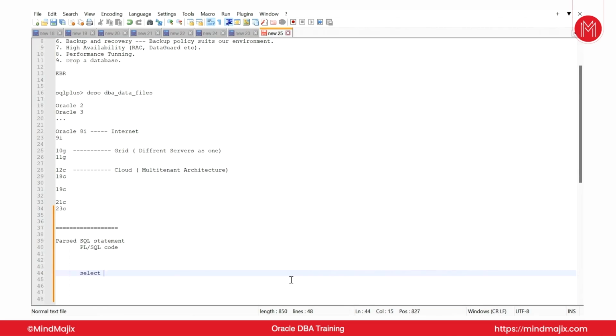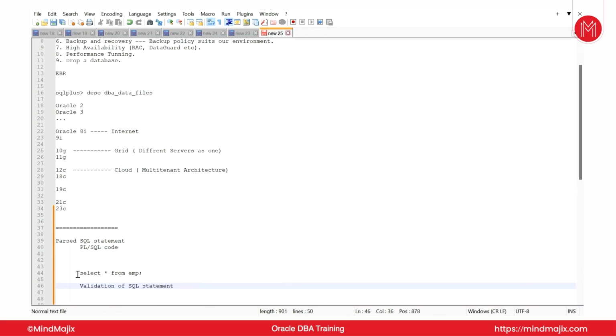For example, I write a query: select all from a table called employee. Now, parsing a SQL statement means verification, or the better word is validation, of the SQL statement.